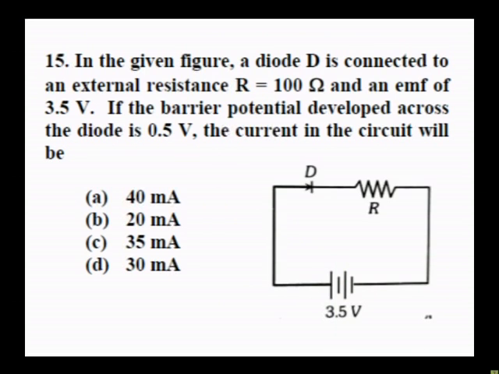In the given figure, a diode D is connected to external resistance R equal to 100 ohm and an EMF of 3.5 volt. If the barrier potential developed across the diode is 0.5 volt, the current in the circuit will be? Since 0.5 volt will drop across the diode only to overcome that barrier, the rest of the voltage out of 3.5 will fall across the resistor, which is 100 ohm. So current will be simply 3 by 100, which is 0.03, or in terms of milli, 30 milliampere. So the answer is D.